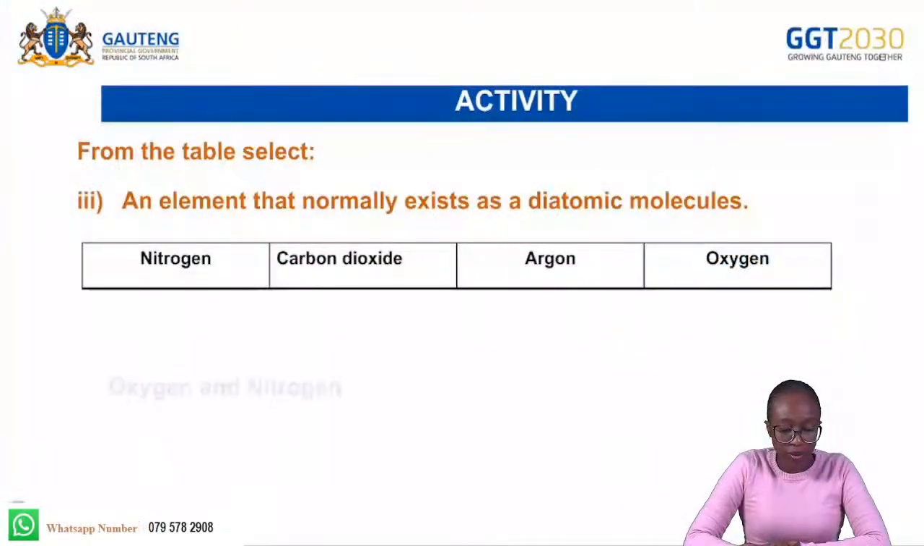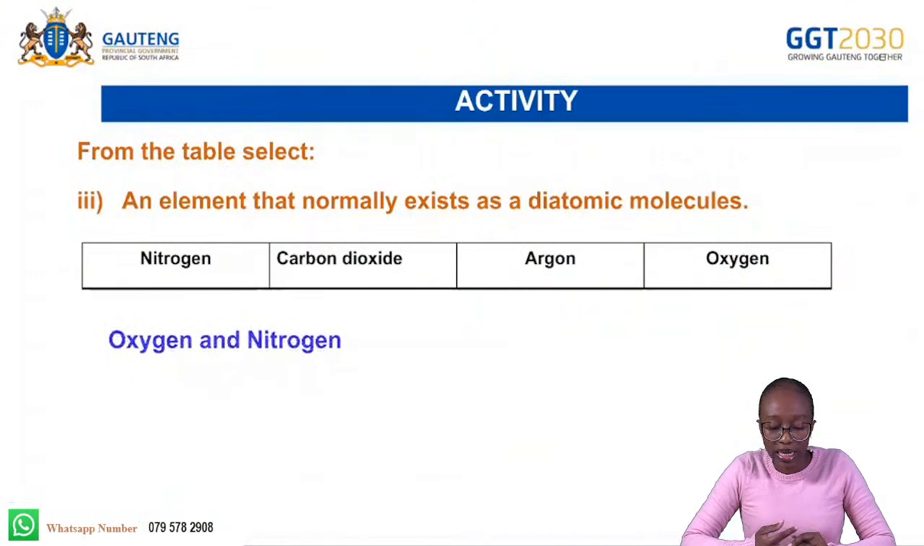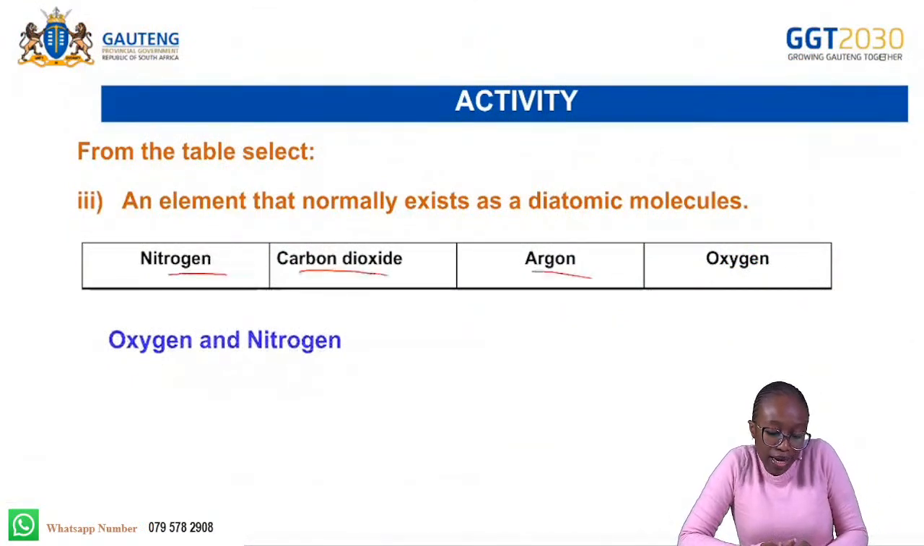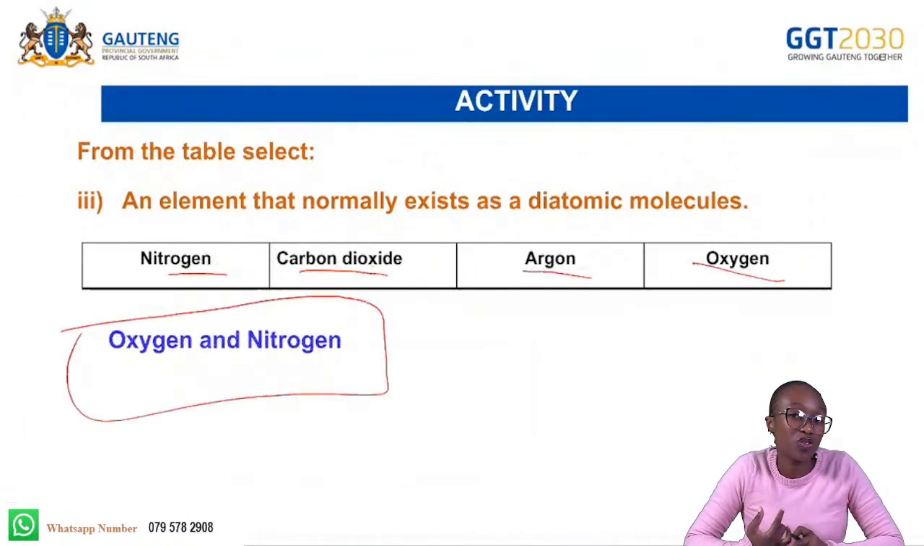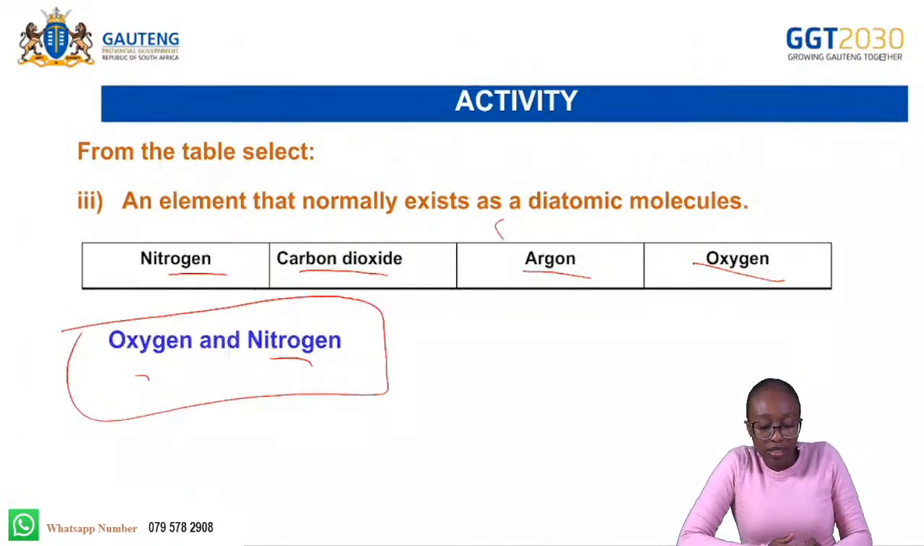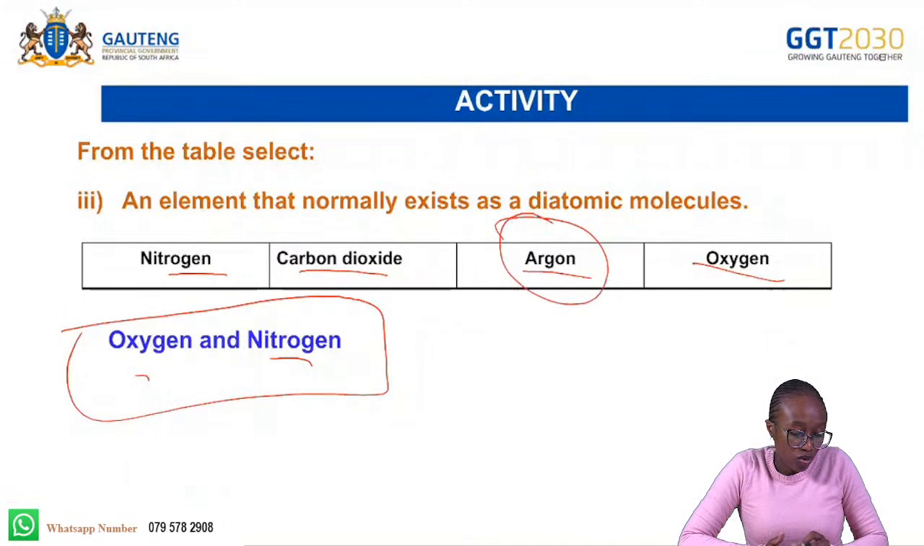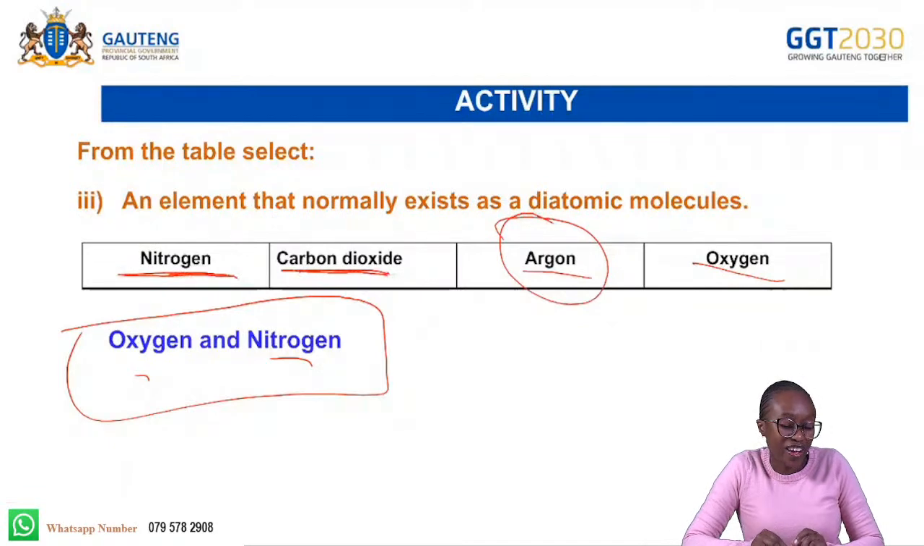Welcome back. Now the last and final question from the table, select an element that normally exists as a diatomic molecule. Is it nitrogen, carbon dioxide, argon, or oxygen? Of course, it is oxygen and nitrogen. Remember, in our previous lesson, we learned that these two exist naturally as diatomic molecules. Argon belongs to the inert gases, and carbon dioxide is a molecule of a compound.